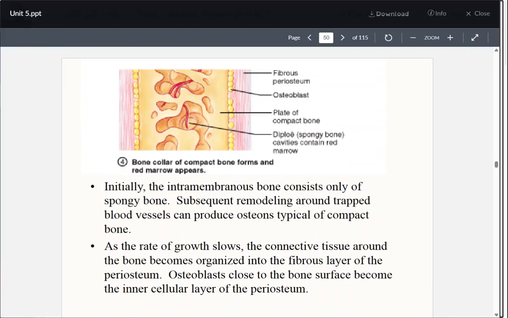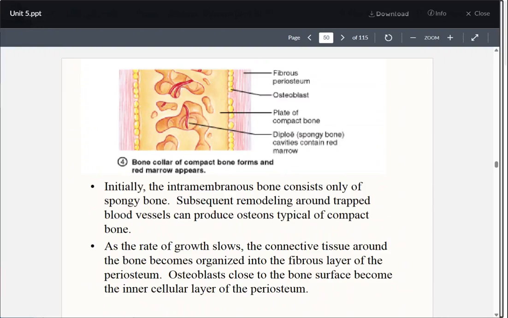Now, initially, this bone matrix that we create is just going to be spongy bone. We have talked about spongy bone in an earlier audio. Just spongy bone to start.